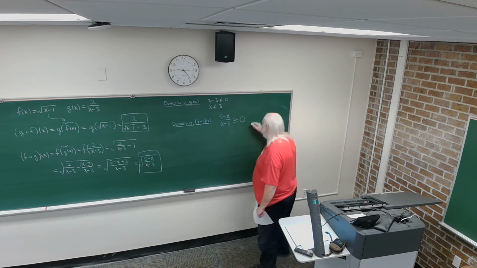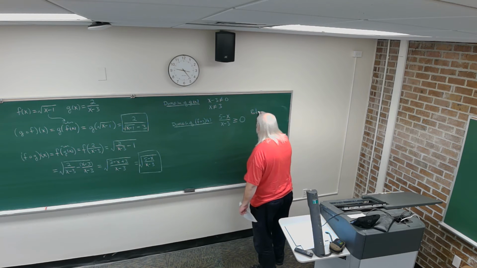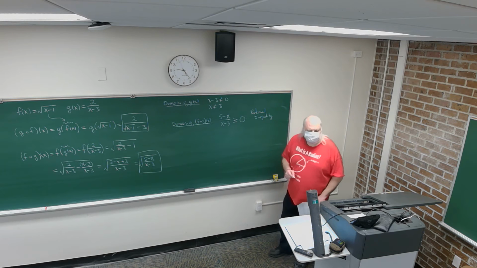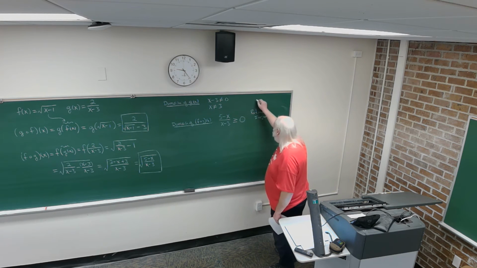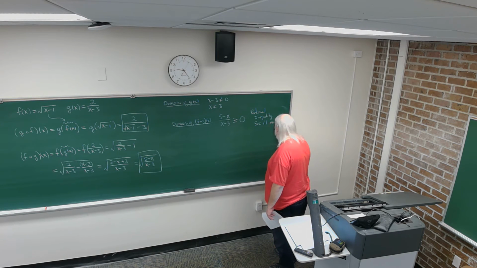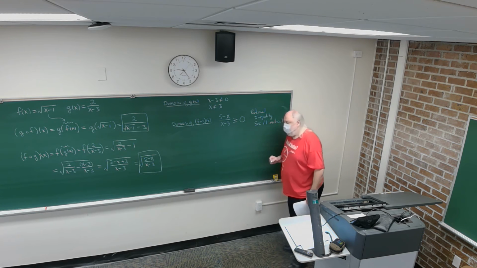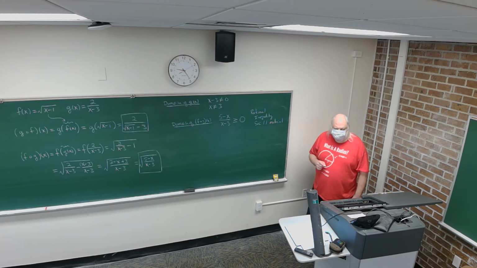Well, this is a rational inequality. We know how to solve those. We did this in section 1.1. This is exam 1 material. Math is cumulative. What we were doing in the first week of January, we're still doing in February. So this is a rational inequality.